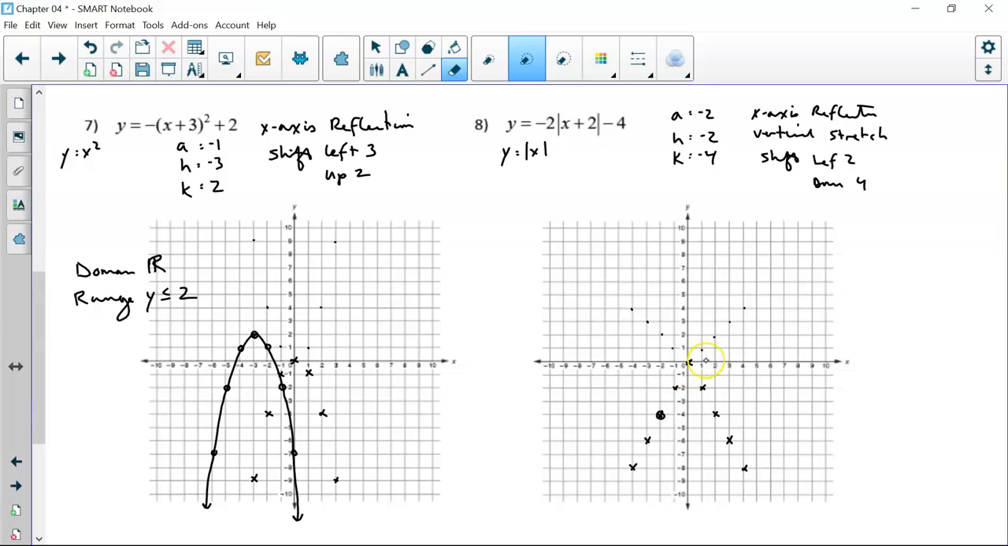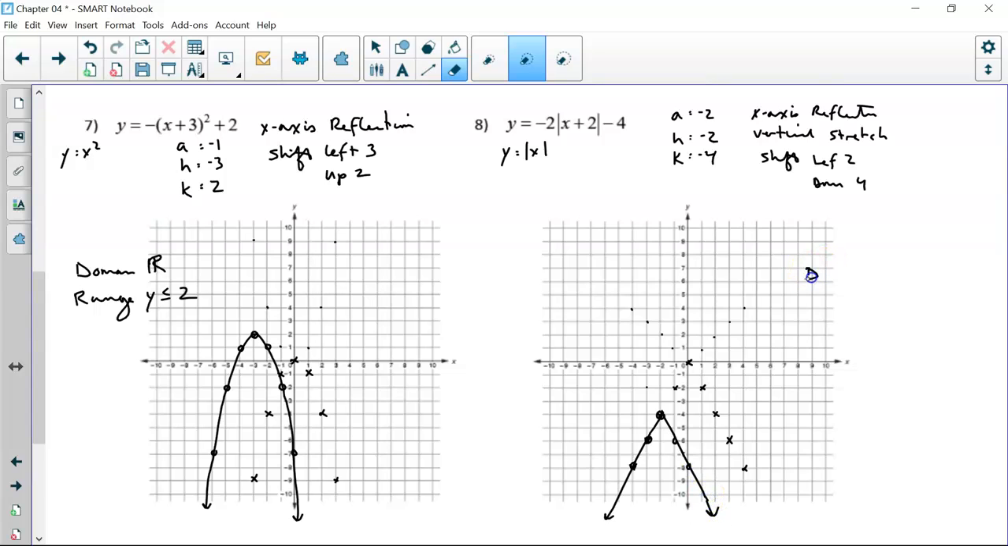Here's a point using an open dot. Left 2, down 4. Left 2, down 4. Left 2, down 4. Excuse me, wrong spot. Left 2, down 4. And there is good enough for us. There's our absolute value graph.